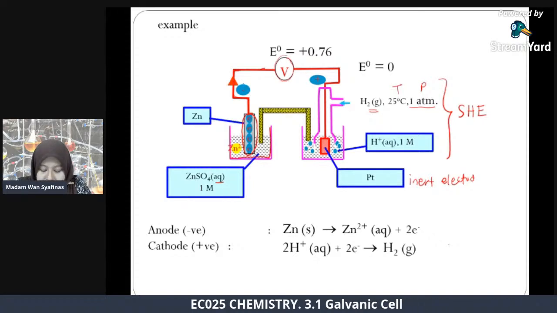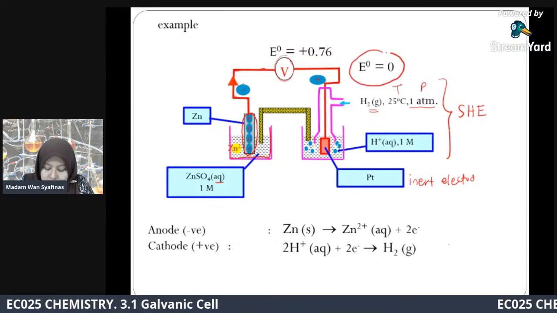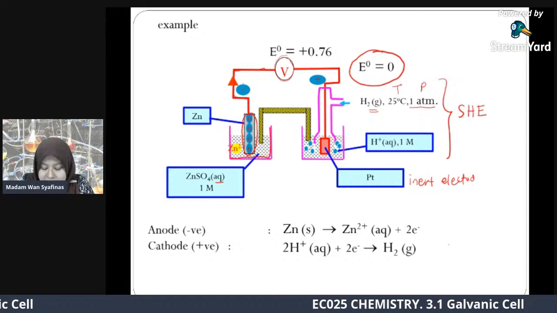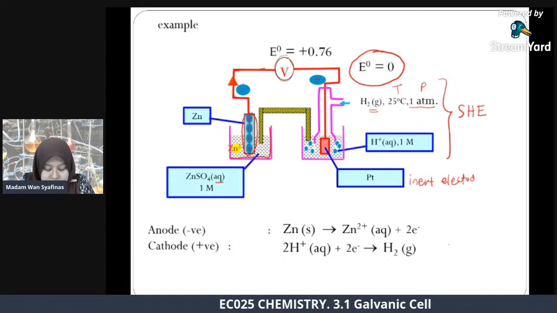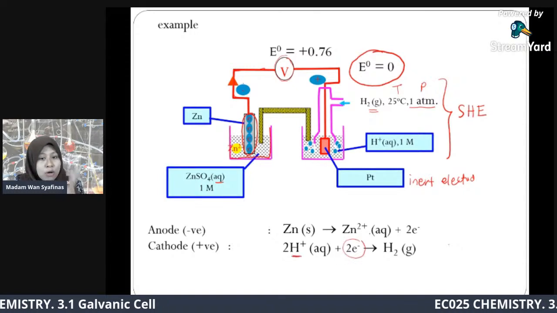Okay, sebab SHE ni kalau kamu tengok, kalau kita nak represent dia dalam bentuk half cell, so dekat cathode ni kita ada H plus, so dia akan accept electron from zinc, sebab zinc tadi kat anode. So zinc ni akan undergo oxidation kan. So bila dia undergo oxidation, so zinc tadi dia akan release out 2 mole of electron.